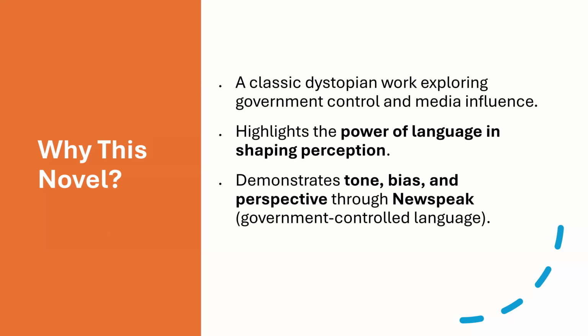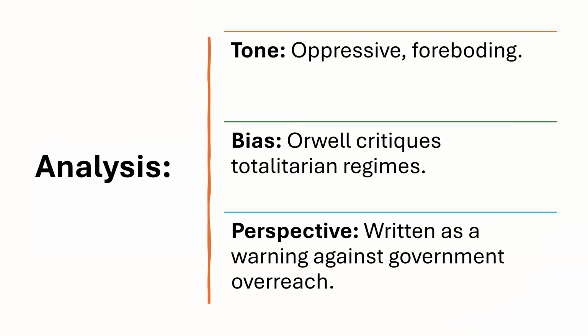It demonstrates tone, bias, and perspective through Newspeak, that is the government-controlled language. When you analyze it, you see that the tone is usually oppressive and foreboding. The bias here is that Orwell critiques totalitarian regimes, and the perspective is that it's written as a warning against government overreach.